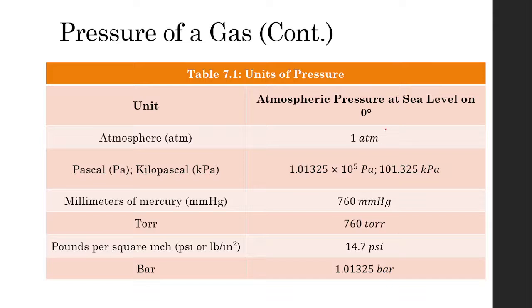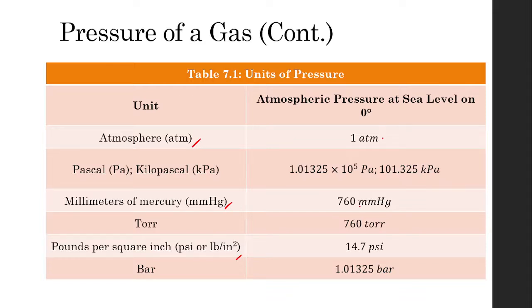Okay, I want you guys to remember these, more specifically atmospheric, millimeters of mercury, and pounds per square inch. 1 atmosphere is equal to 1.01325 times 10 to the 5th Pascal, which is equal to 101.325 kilopascal.